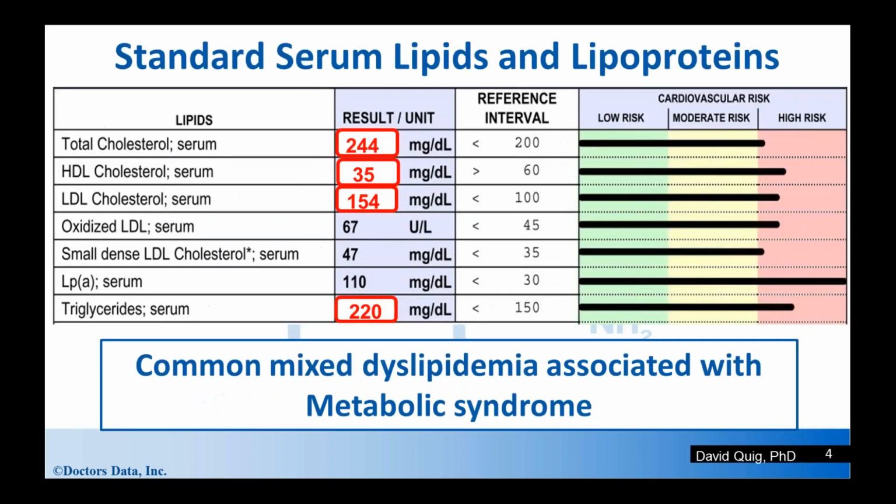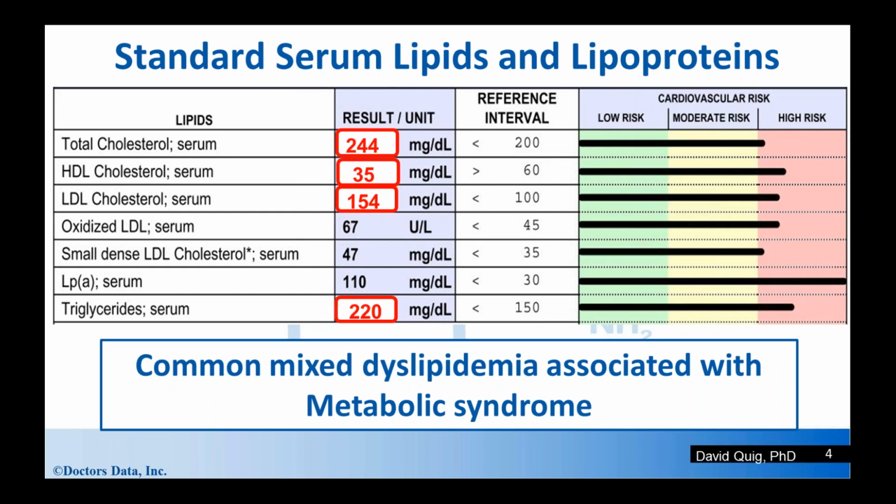risk factors. So we start out with a standard lipids and lipoproteins, and as you can see here, her total cholesterol was very elevated. Her HDL cholesterol was dismally low. Her LDL cholesterol was markedly elevated, and importantly, she had hypertriglyceridemia. This is, of course, a fasted specimen. So this presents the common mixed dyslipidemia associated with metabolic syndrome.